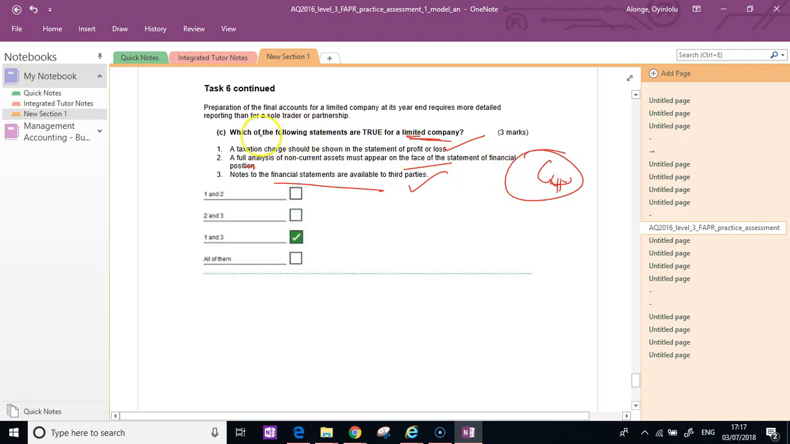But the key point is that, yes, of course you want to get as many marks as possible, and you can, but look up chapter 4 as you revise that, because sometimes you can't read all of this, so sometimes you'll be able to do a process of elimination and get away with it. So the notes to the financial statements are always available to third parties, so limited companies always have notes, and you will have a breakdown of all these things.